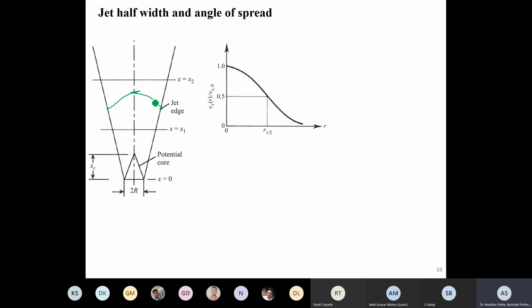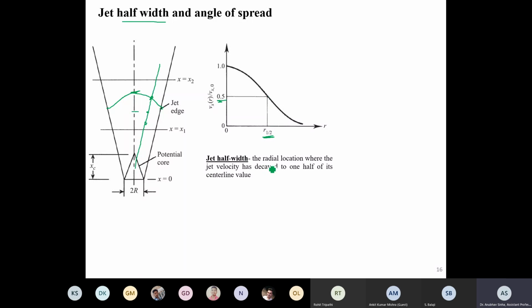So if I say that at a point where the velocity is half of the maximum value, look at this plot. So this is half of this. This point is called the jet half width. So if this is that point, I'll say that this is the jet half width. Similarly, I will define the jet half width at some other location. This is the jet half width, this is the jet half width, where the velocity is half. So if I join all that, I will get a straight line.